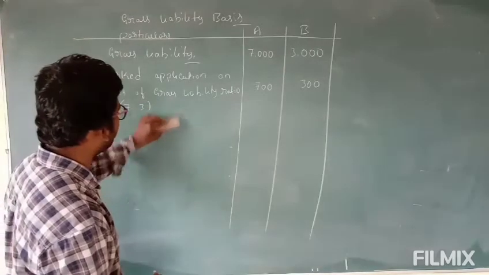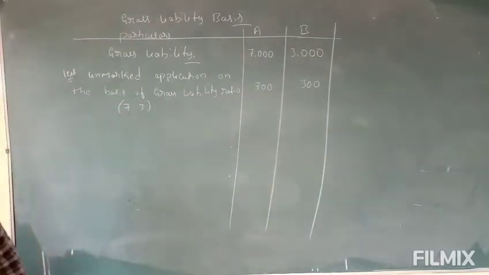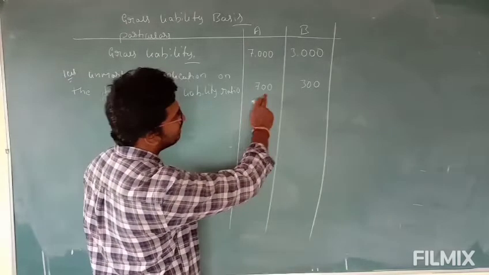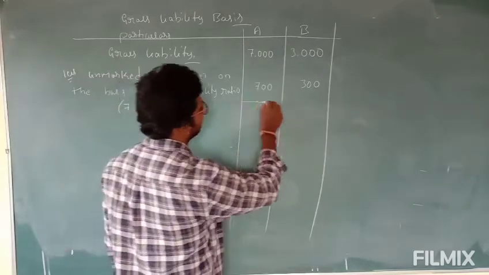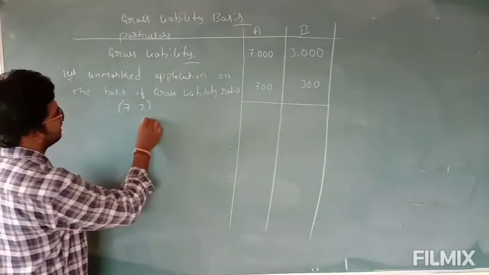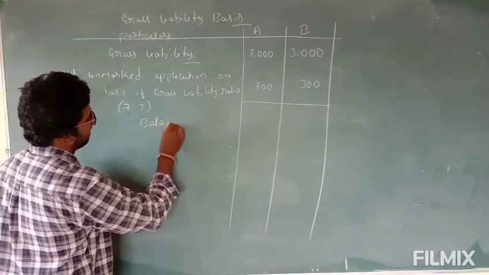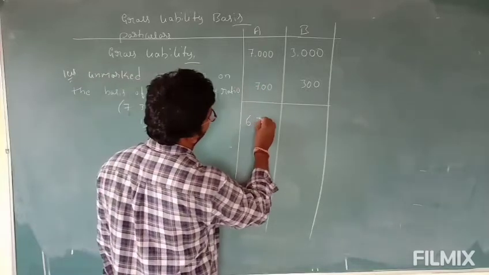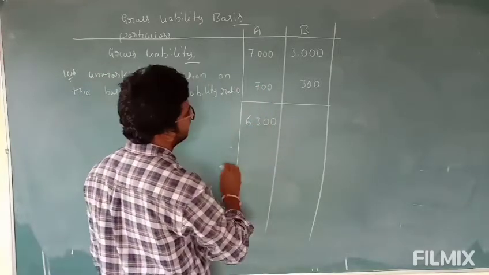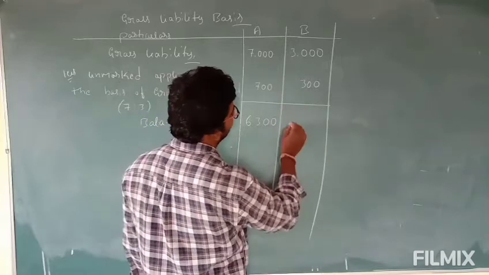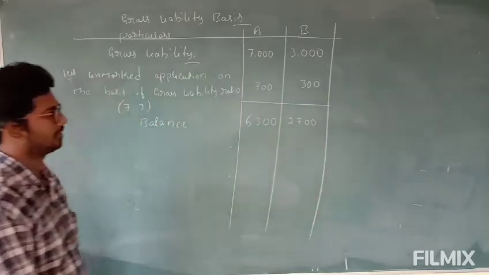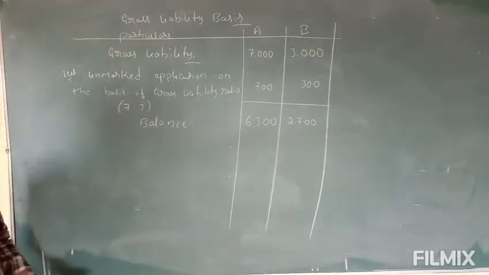So when you distribute unmarked applications on the basis of gross liability ratio, A will get 700, B will get 300. So in the next line, you will get the balance. So 7,000 minus 700, 6,300, 3,000 minus 300, 2,700. Then what is the next step?